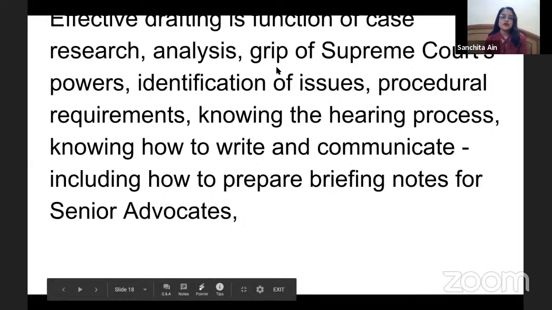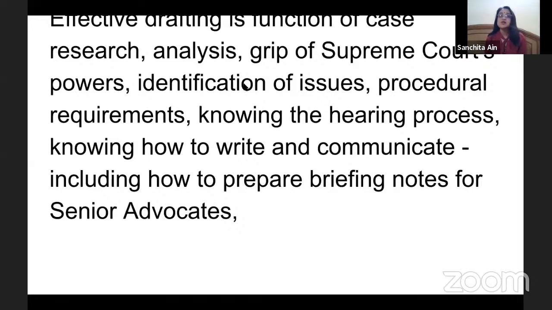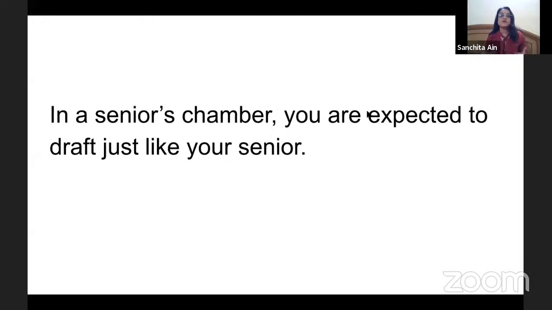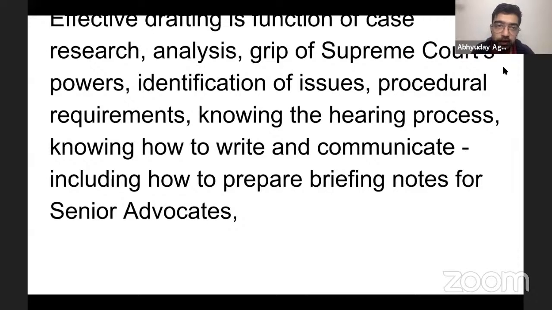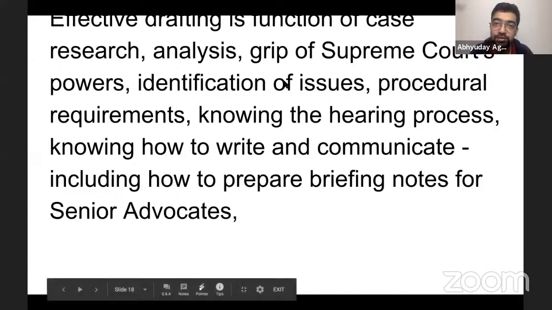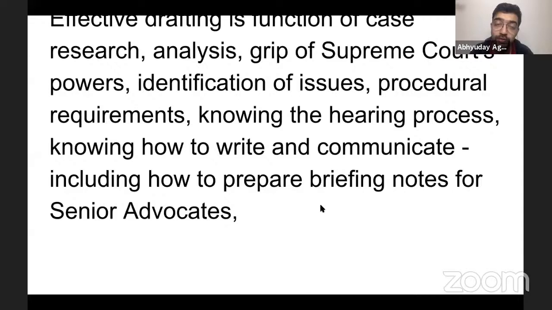Effective drafting is a function of case research and analysis. So drafting does not just mean that you write the cause title, and if you make everything right, it will be right. No, it involves a lot more than that. There are so many things that the slide got filled up: effective research, analysis, grip of Supreme Court precedent, knowing the rules, the powers of the court, identification of the issues, procedural requirements, knowing the hearing process. You have to know that when you're drafting also. Knowing how to write and communicate and flesh out your argument. All these things you must know, otherwise it's not going to work.